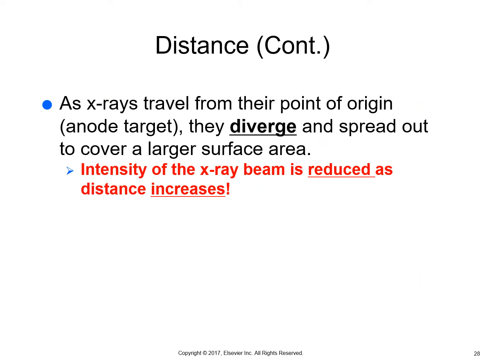As X-rays travel from their point of origin, and their point of origin is that focal spot on the anode target, they diverge. X-rays want to spread out. They want to cover a larger surface area. So the intensity of the X-ray beam is reduced as our distance increases. They have a flashlight, for example, at the bottom of page 28, and it shows you how the flashlight's concentrated beam is more intense the closer you are, and as you back that flashlight out, it diverges or spreads out, covers a larger surface area, and its intensity decreases. Same thing with an X-ray. It does the very same thing.